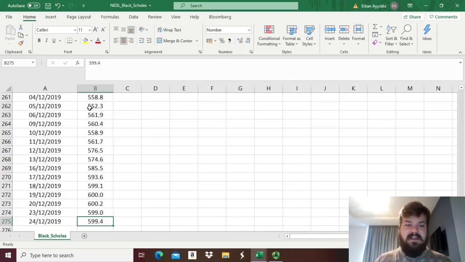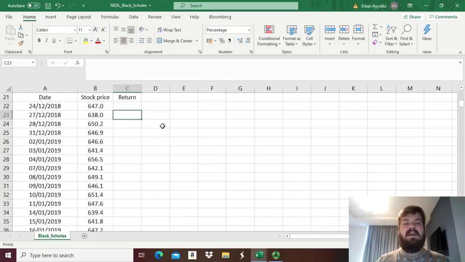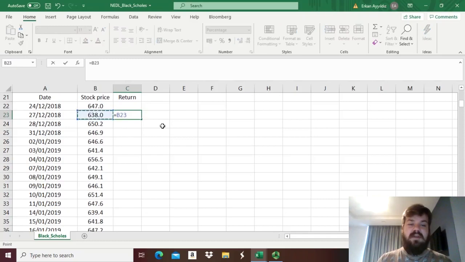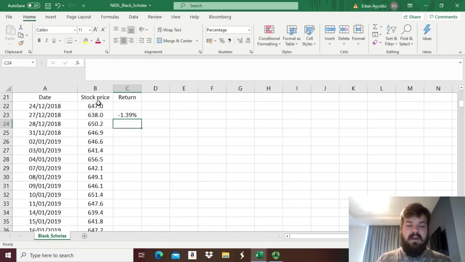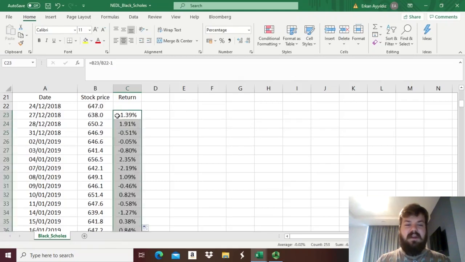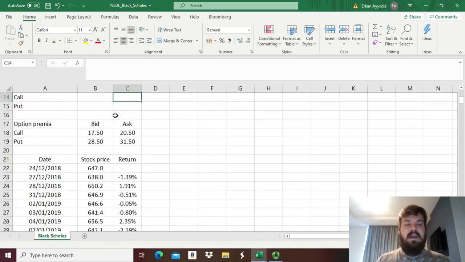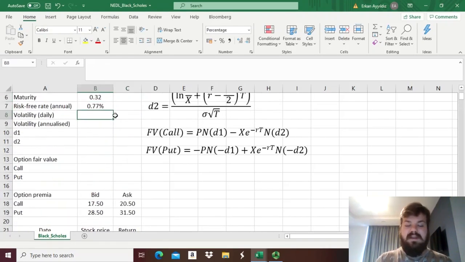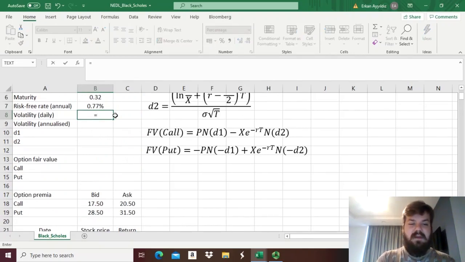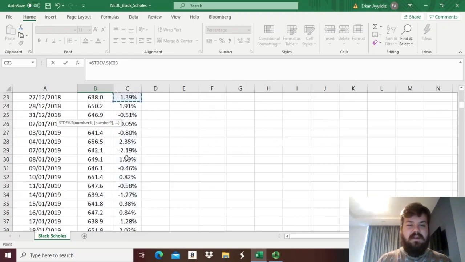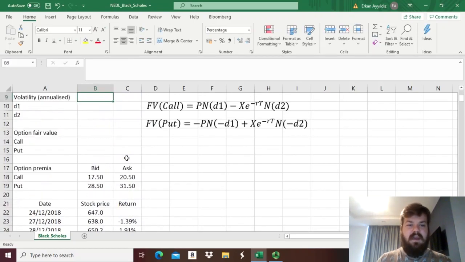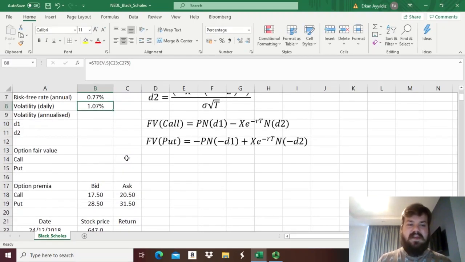To calculate daily volatility, we just need to estimate daily returns. Again, share price today divided by the share price yesterday minus 1. And we bottom right click it all the way down and get all daily returns. And then we can calculate daily volatility by just applying the standard deviation for the sample function. And we select the whole array of returns and get 1.07% daily volatility.